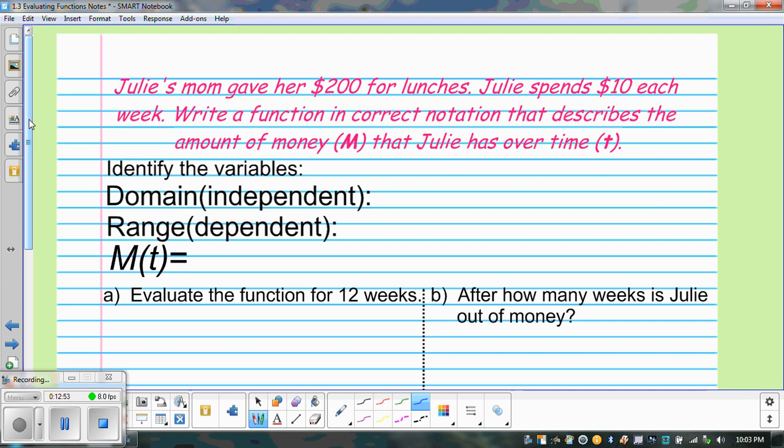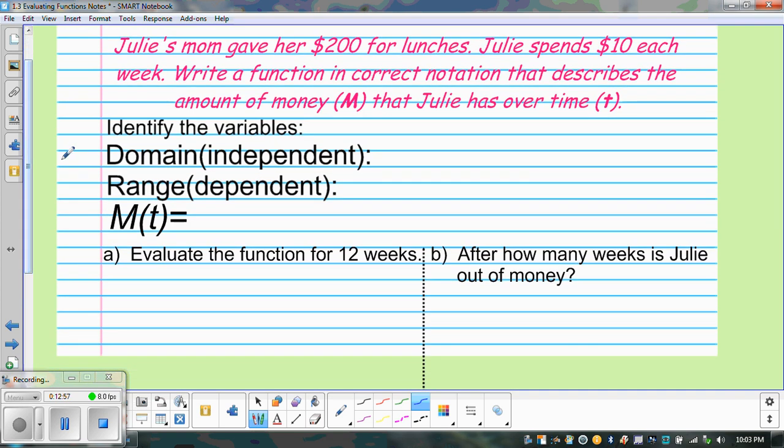Okay, next one, we're going to look at setting up the equation and then use our evaluating skills. Julie's mom gave her $200 for her lunches. She spends $10 each week. We're going to go ahead and write a function in the correct notation that describes the amount of money, M, that Julie has over time, T. Let's identify the domain and the range. Which one is dependent on the other? I'm going to say the amount of money Julie has is dependent on the amount of time that has gone by. So I'm going to identify domain as time and the range as the amount of money.